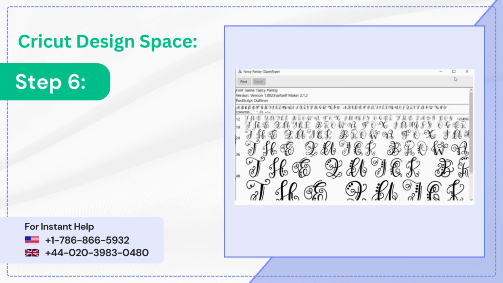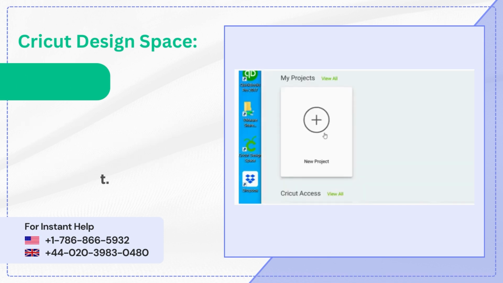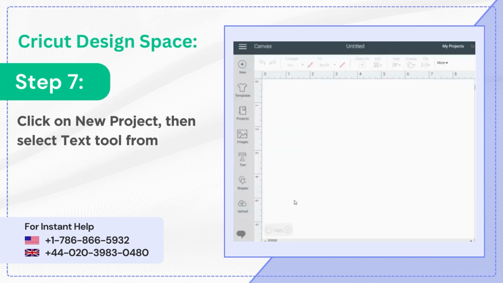Step 6. Once done, close all the windows and open Cricut Design Space to find the installed font. Step 7. Click on New Project, then select Text Tool from the Design panel.